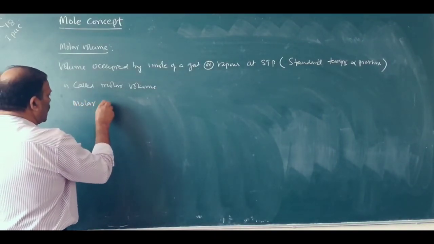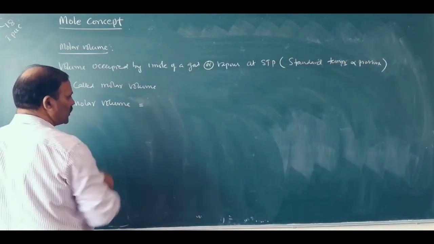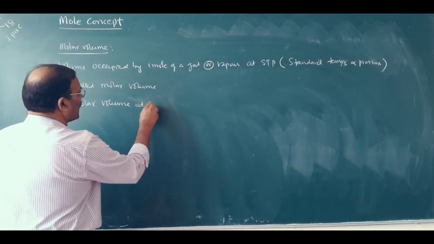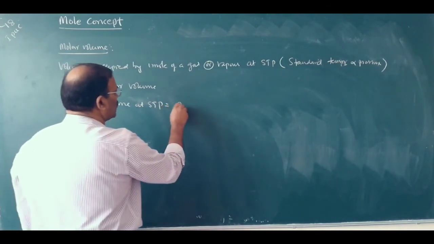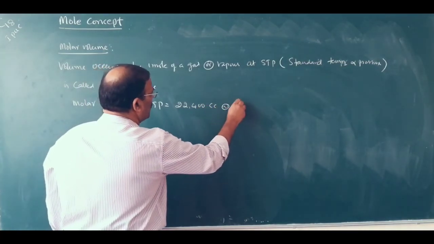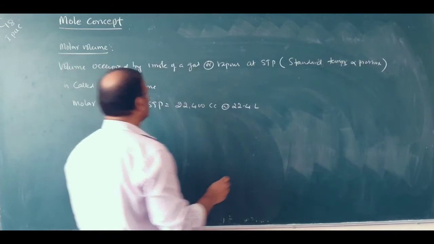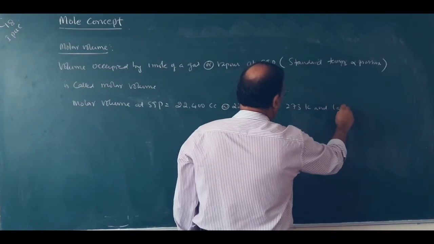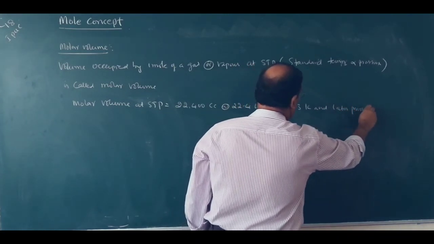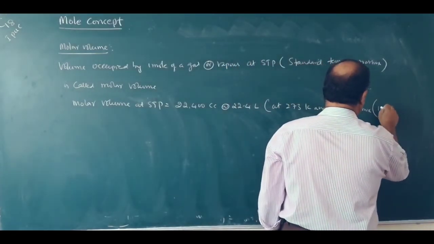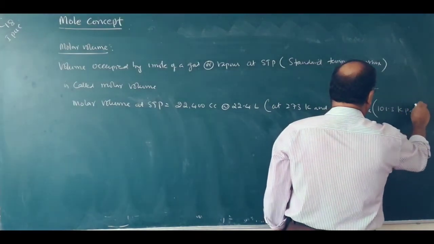Next, molar volume at STP equals 22,400 cc or 22.4 liters at 273 Kelvin and 1 atmospheric pressure. 1 atmospheric pressure means 101.3 kilopascals.